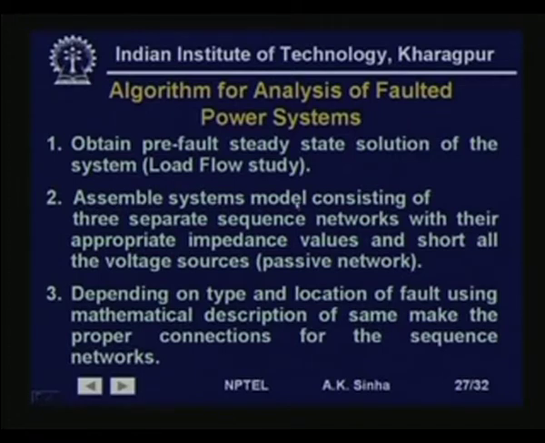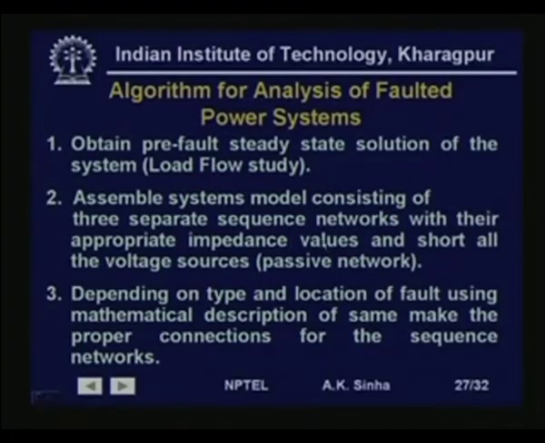Now, after this, assemble the system models consisting of three separate sequence networks. That is, we create the three sequence networks, positive, negative and 0 sequence networks with their appropriate impedances, which means if we are interested in the fault current immediately after the fault has occurred, then we take the subtransient impedances. If we are interested in finding out the current after some time, that is when the breaker opens the circuit, maybe after 2 cycles or 5 cycles like that, then we may substitute transient impedances instead of the subtransient impedances.